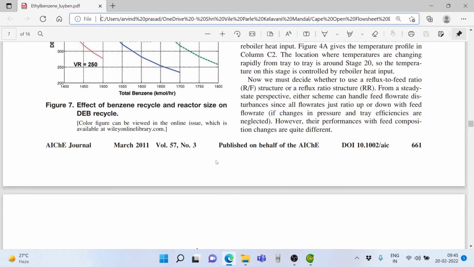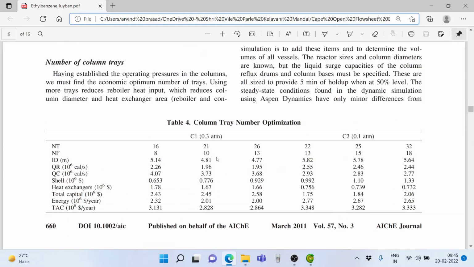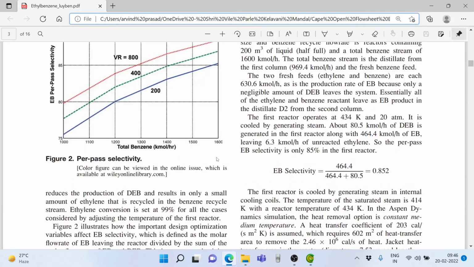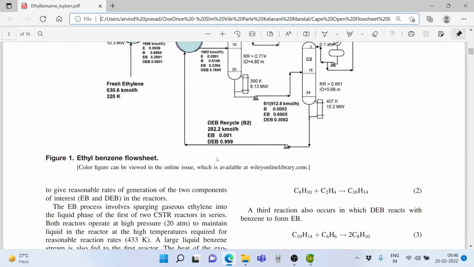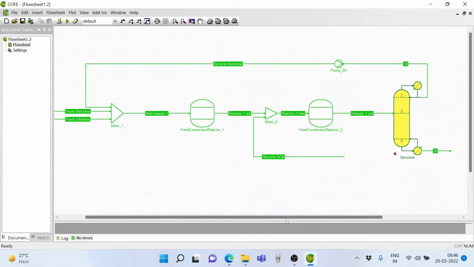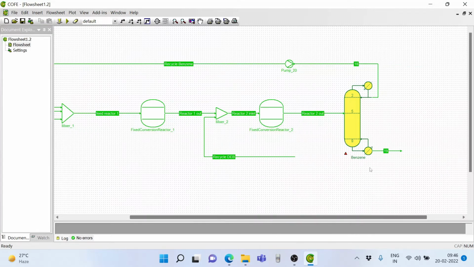Now let's have a look at the flow sheet first, that is in the published article. In the flow sheet, what we find is column C2. We have already simulated this column. Now we need to simulate this column. Column C2 operates at a pressure of 0.1 atmospheres and it has 24 trays. So with this information, let's proceed with the simulation.